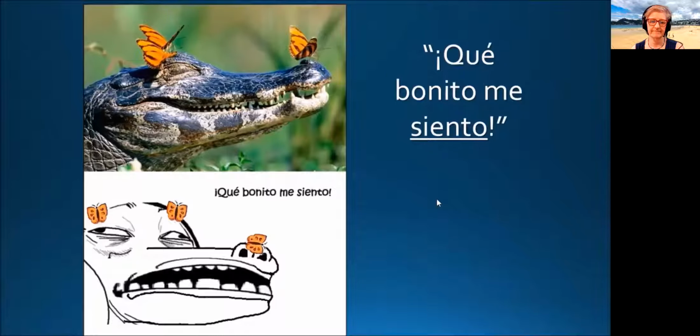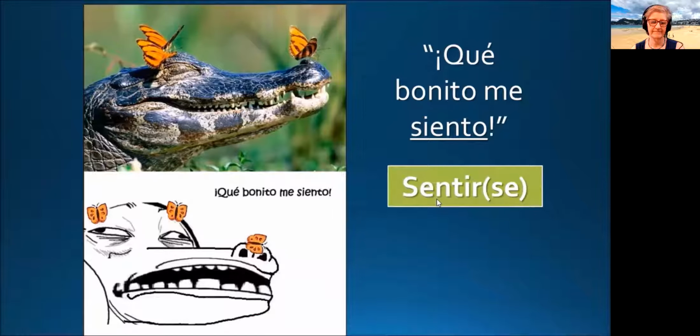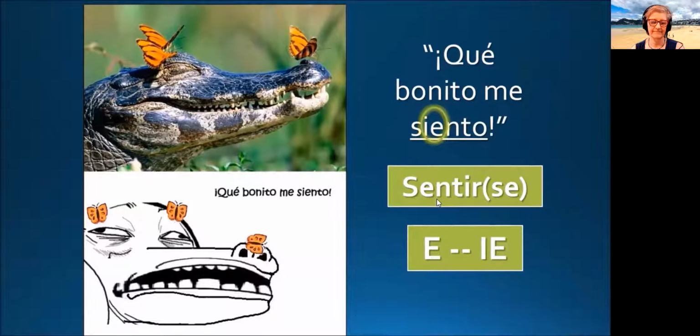¡Qué bonito me siento! How pretty I feel! And actually, I think this is my favorite meme of all. Qué bonito me siento. So our stem changing verb here, sentir. Sentirse is reflexive, to feel. So qué bonito me siento. Once again, we have a E to IE stem change.